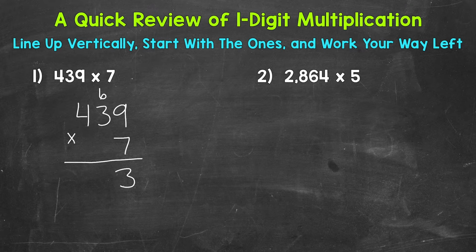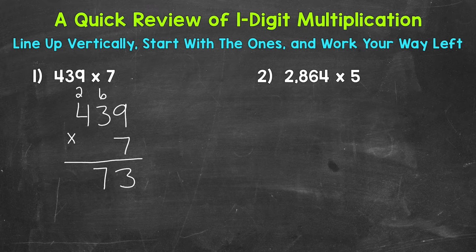And then we work our way left. So next would be the tens place. So we have a 3 in the tens place. 7 times 3 is 21. And then we add that carried 6. So 21 plus 6 is 27. Let's put our 7 and carry the 2.